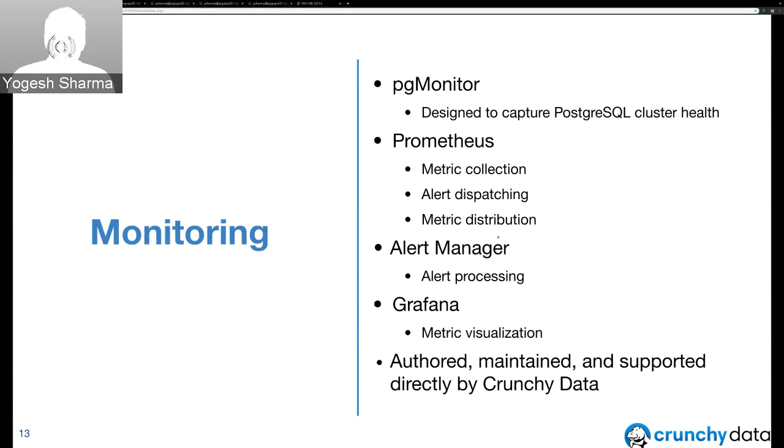PG Monitor is designed to capture PostgreSQL cluster health. We use Prometheus for metric collection, alert dispatching, and metric distribution. Alert Manager is going to process alerts that are being generated by Prometheus, and Grafana for metric visualization.